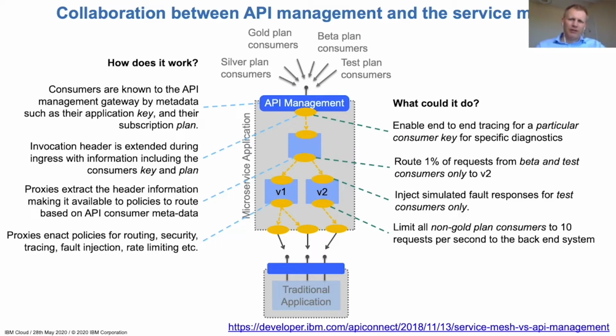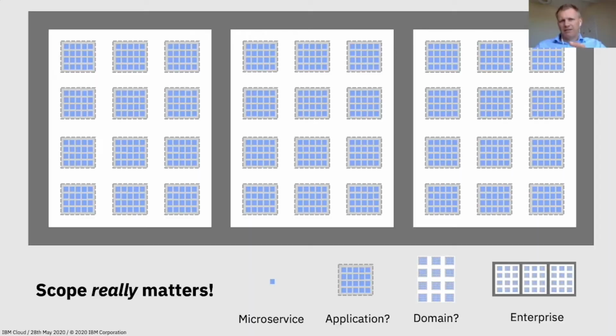And what it's pulled out very clearly is this: scope really matters. Whether we're talking about what happens within an individual microservice, across microservices within an application, whatever we define that application barrier to be, what happens across a number of applications that are perhaps in a business domain, and indeed how they communicate across domains within an enterprise or even outside of that enterprise.